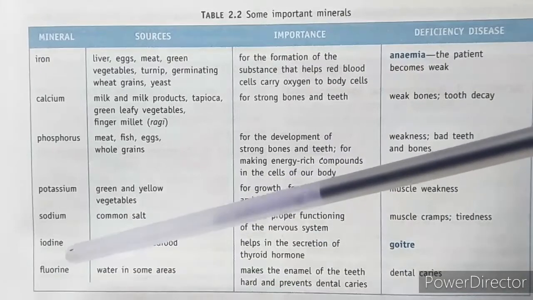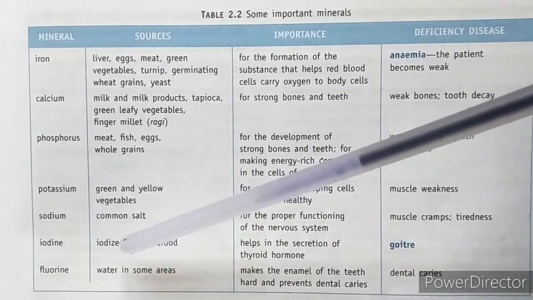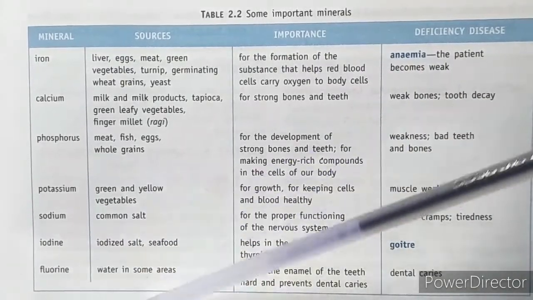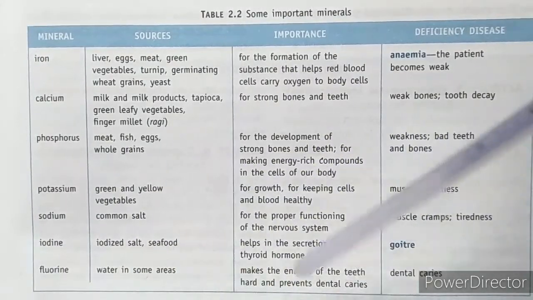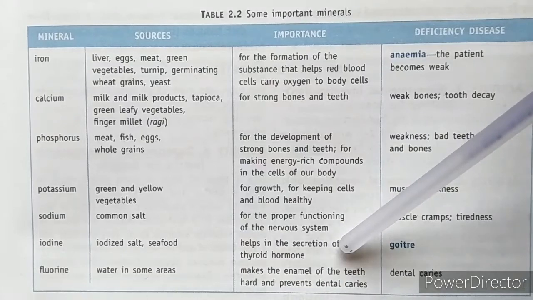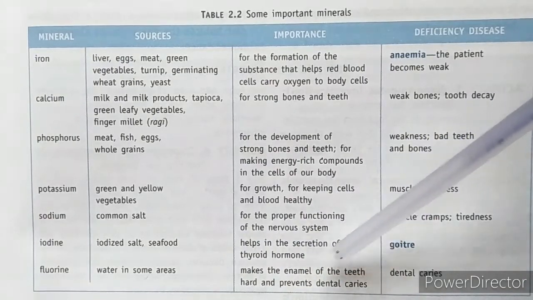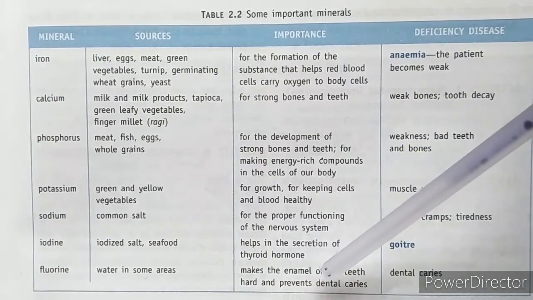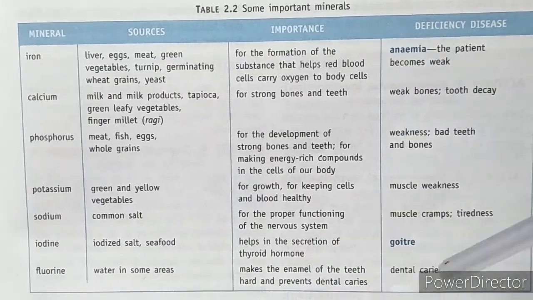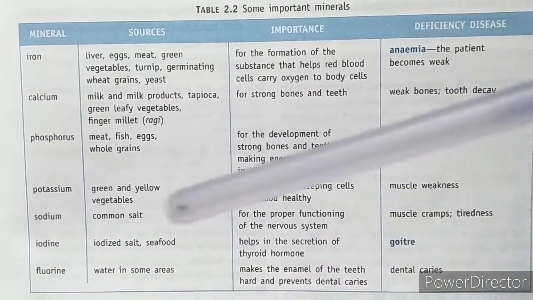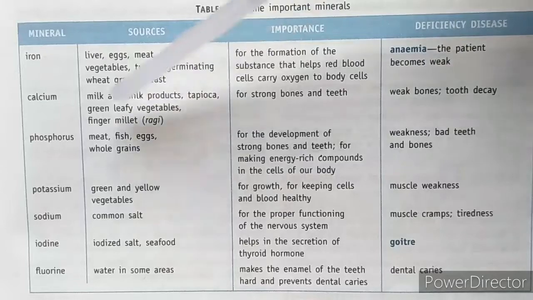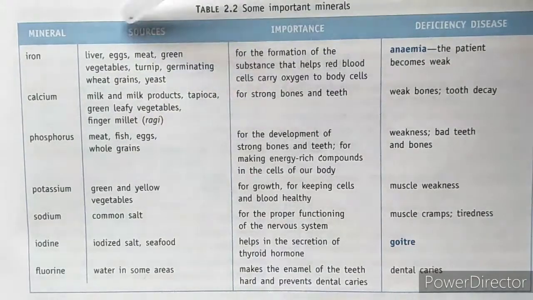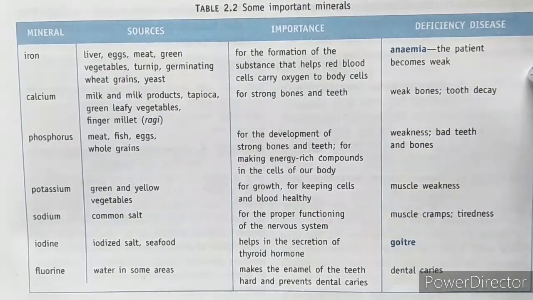And the last one we have is fluorine. It is derived from the water in different areas. What is the importance of that? It makes the enamel of the teeth hard and prevents dental caries. The deficiency caused by fluorine is dental caries, which affects our teeth. Clear? So students, these are the minerals that we need to study in this chapter.